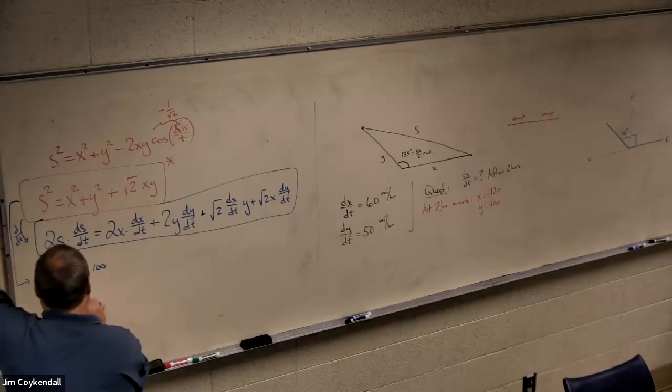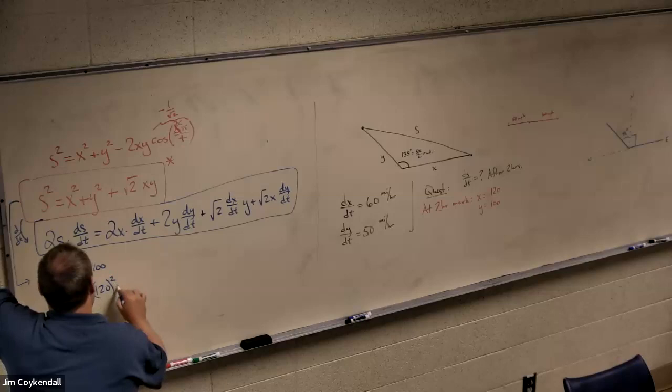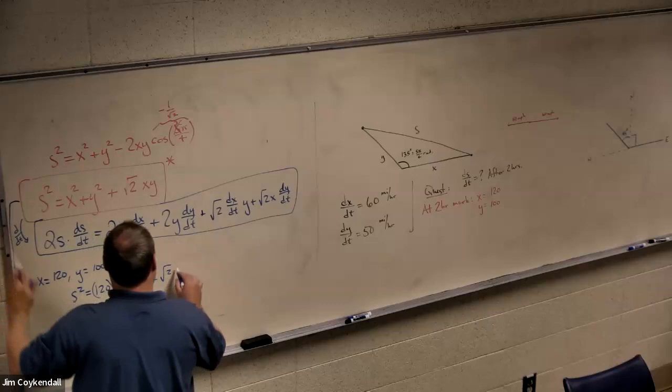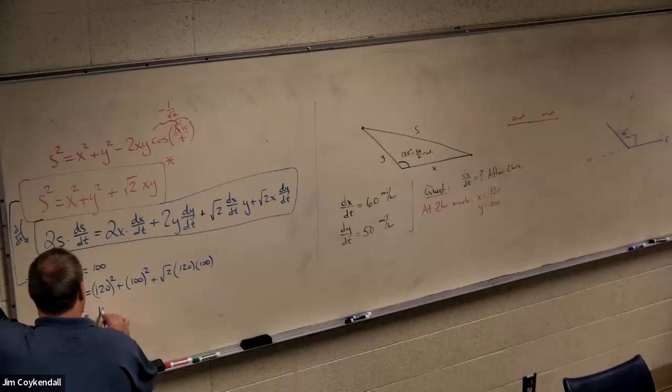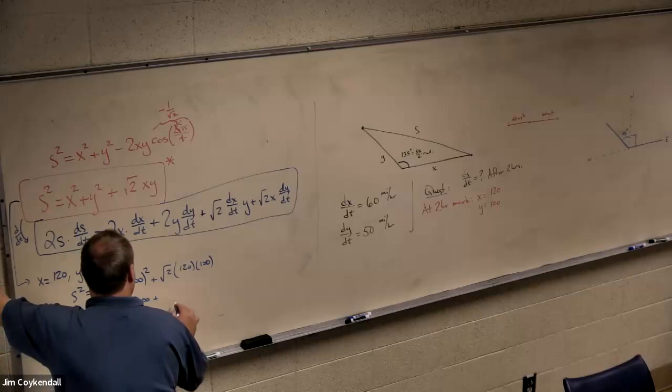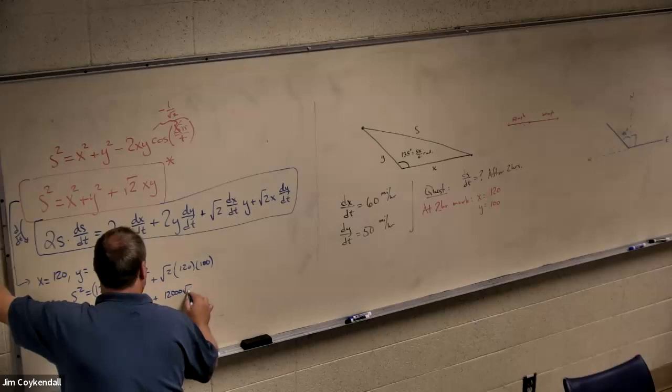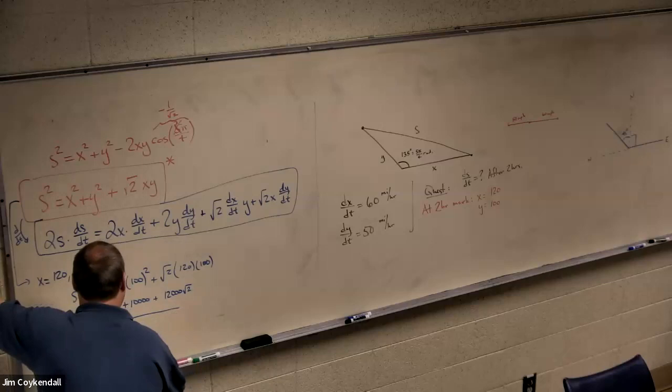I get 120 squared plus 100 squared plus radical 2 times 120 times 100. It's 14,400 plus 10,000 plus 12,000. So s is the square root of 24,400 plus 12,000.